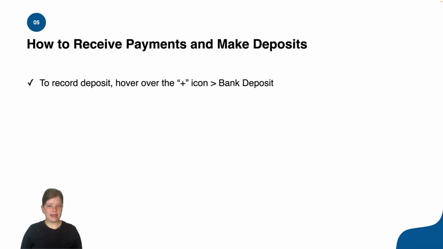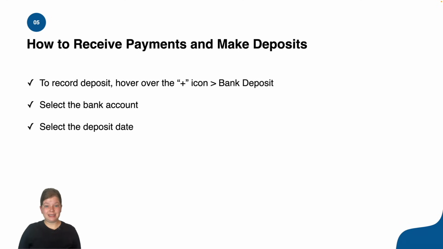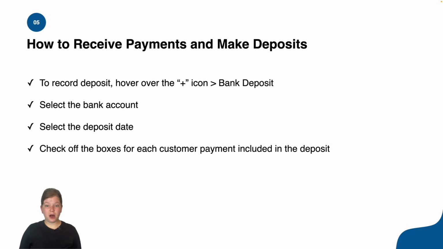So for this step, we're again going to hover over the plus or create icon. And this time we're going to click on Bank Deposit. On this screen, we'll then select the correct bank account that we're depositing the money into. We'll select the date we deposited the money. We'll check off the boxes at the bottom for each customer payment that we included in this deposit. And then we'll click Save at the bottom right.